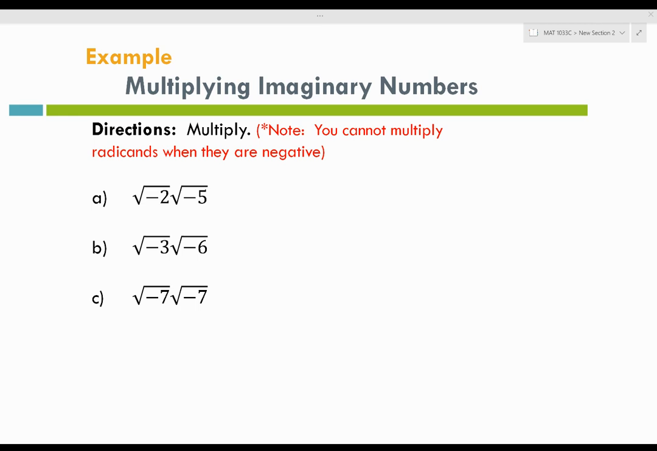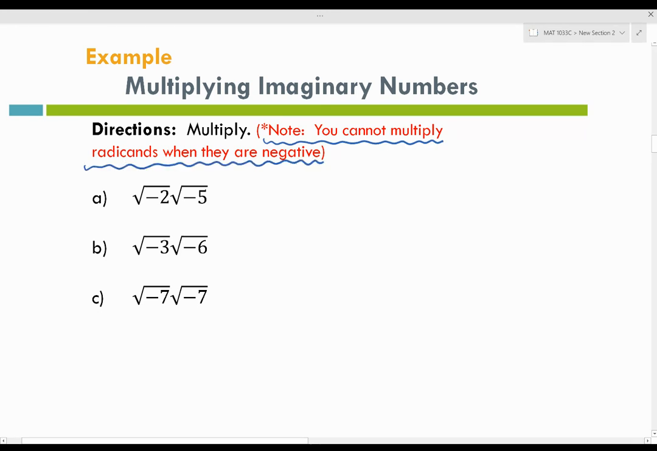All right, you guys, we're going to continue our discussion of working with complex numbers. Now we're going to work on multiplying imaginary numbers, okay? So pay attention to this note. The note says you cannot simply multiply radicals together when they are negative.